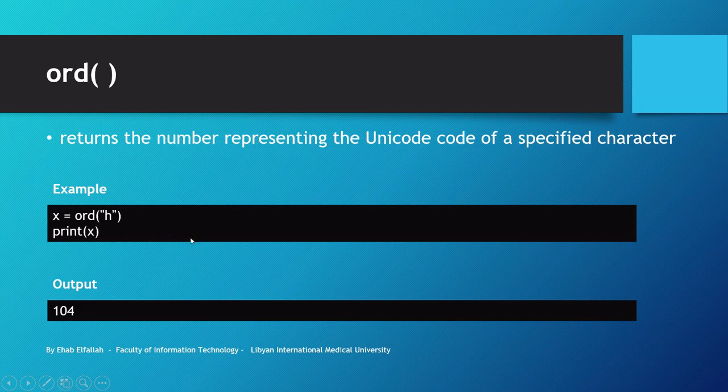The ord function returns the Unicode representation of a specified character. Each character that we press on our keyboard usually has an ASCII code, and the ASCII code is represented by this character. So the ord of character H, the result is 104. The ord of character a, for example, is, if I am not mistaken, 97.